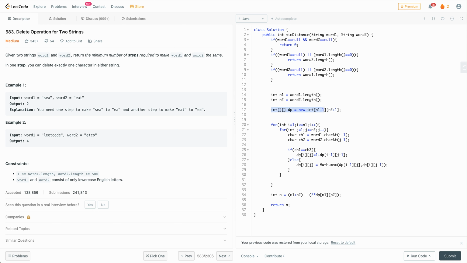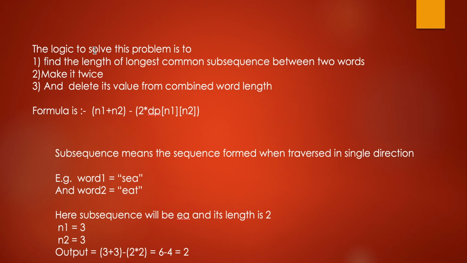Now we will create a buffered array of size n1 and n2, where n1 represents length of word 1 and n2 represents length of word 2. The logic to solve this problem is to find the length of the longest common subsequence between two words using dynamic programming, double it, and subtract its value from the combined word length. Formula is n1 plus n2 minus 2 into dp at row n1 and column n2.